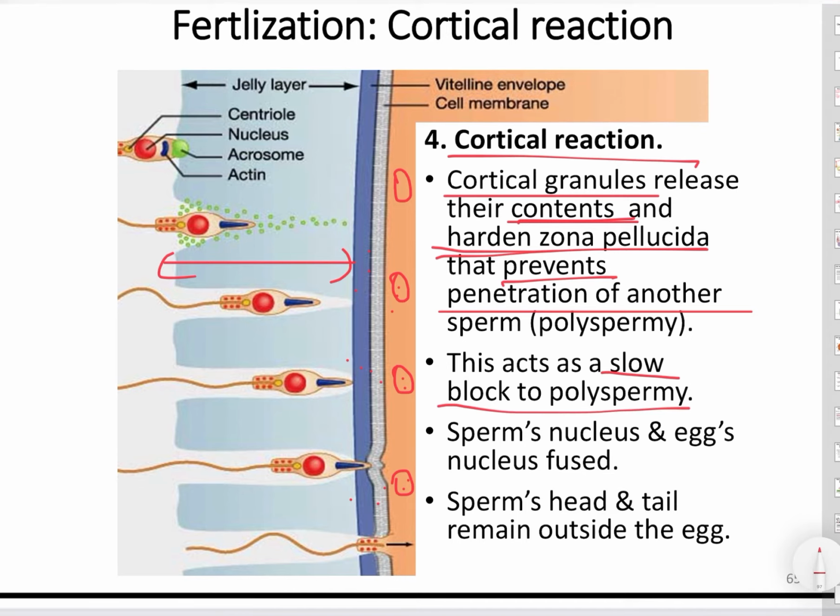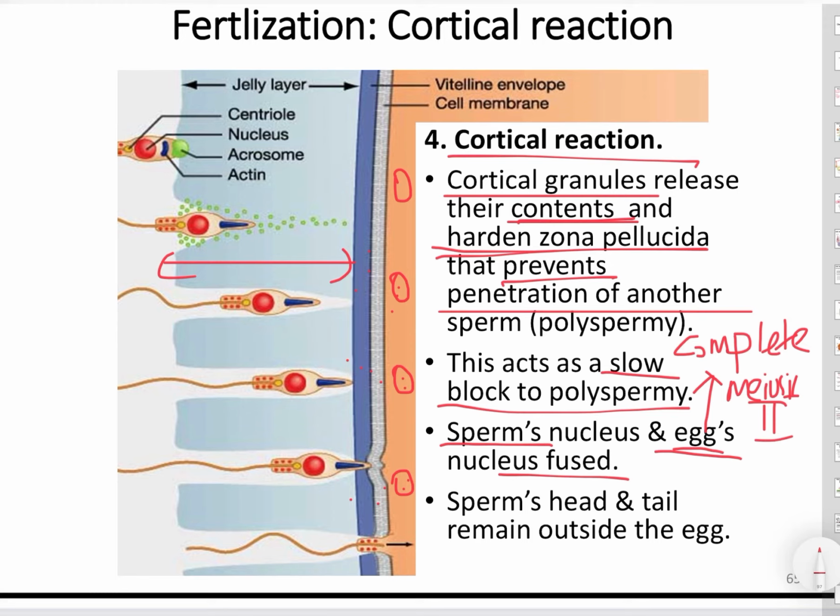Okay, after berlaku depolarization, itu adalah fast block. Now the cortical granule will release its content to harden the zona pellucida as a slow block to polyspermy. Then the secondary oocyte in the egg akan complete meiosis 2. The secondary oocyte will complete the process of meiosis 2. Only then the nucleus of the sperm and nucleus of the egg will fuse to form the zygote.